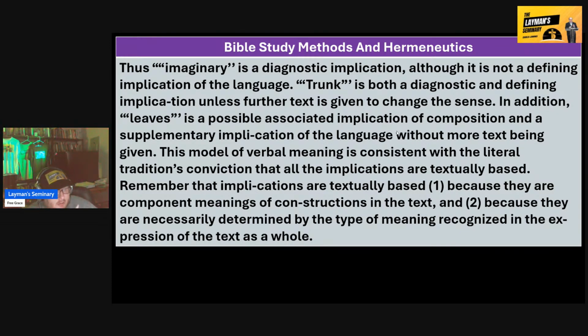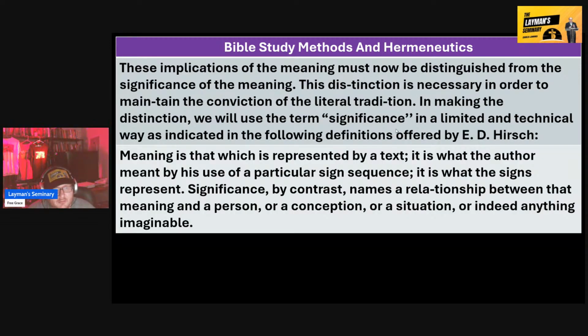First, because they're component meanings and constructions of the text. And second, because they're necessarily determined by the type of meaning recognized in the expression of the text as a whole. These implications of the meaning must now be distinguished from significance of the meaning. This distinction is necessary in order to maintain the conviction of the literal tradition.